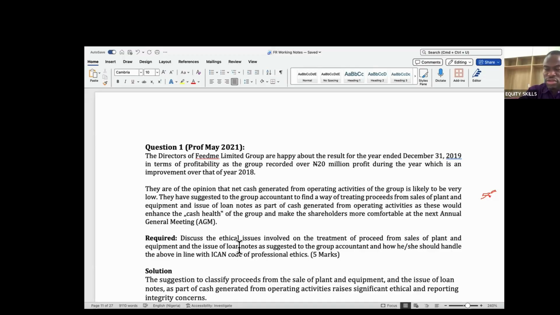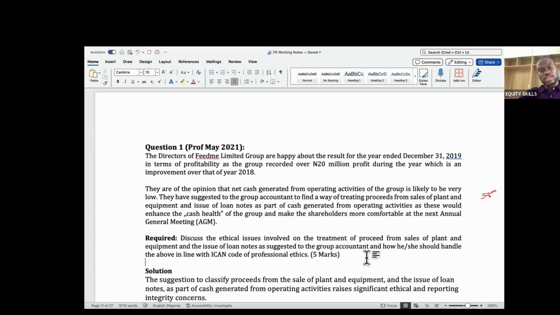Then after you have said something around the threats, you go to the safeguards, meaning what action should be taken. This question has even asked how you should handle this in line with the ICAN Code of Ethics. Those are the safeguards. That's how you go about answering questions of this nature.